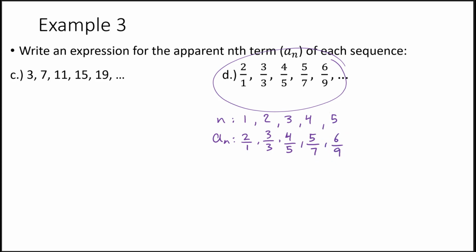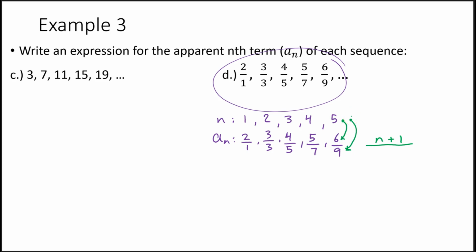Well, for a fraction like this, you have to actually think about two different patterns. What can I do to n to get the numerator, and what can I do to n to get the denominator? If I think about the numerator, it's actually pretty easy. All I have to do is add 1. 1 plus 1 is 2, 2 plus 1 is 3, 3 plus 1 is 4, and so forth. So my numerator is easy. All I'm doing is adding 1. What's going to be tricky is the bottom one. We have 1 to 1, 2 to 3, 3 to 5, 4 to 7, 5 to 9.